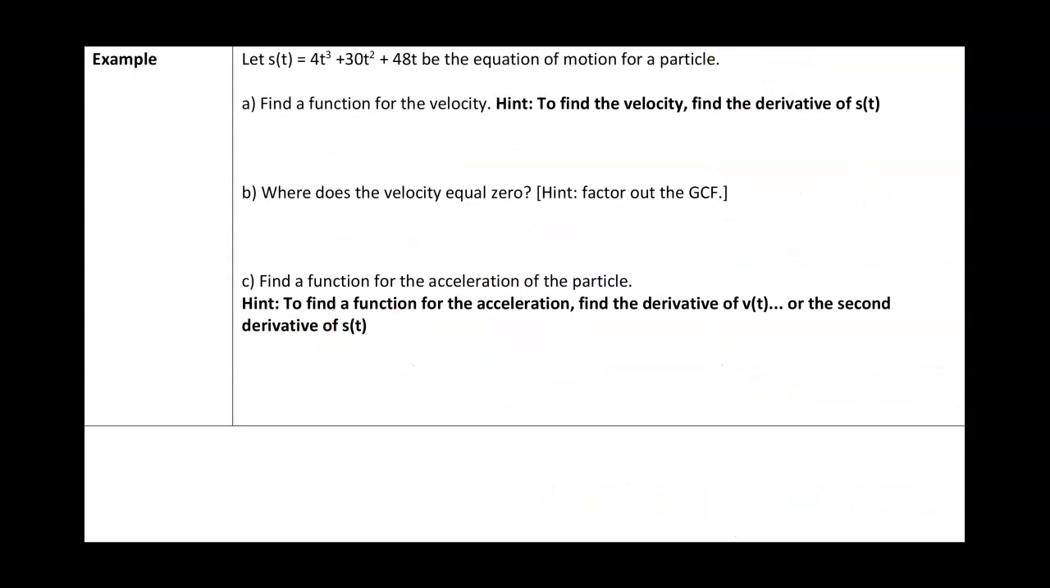Next, S of t is equal to 4t cubed plus 30t squared plus 48t, and we want to find the function for the velocity. I'm going to give you guys 3 different levels of a position function. S of t is going to be the position of anything that's moving. The velocity is going to be S prime of t.